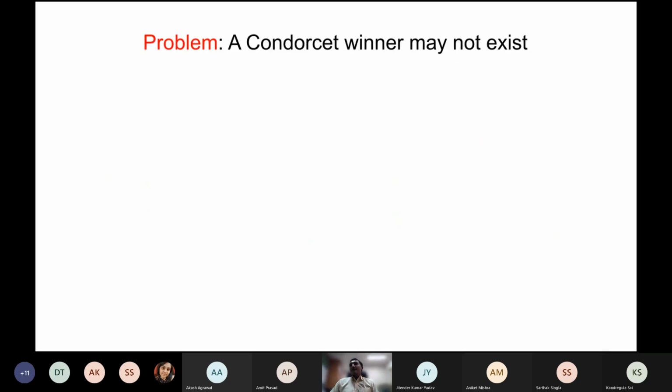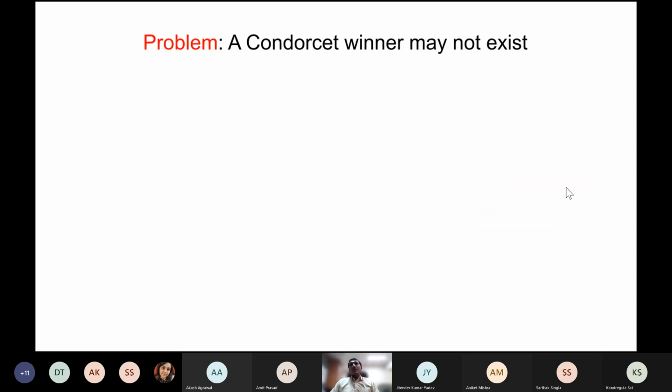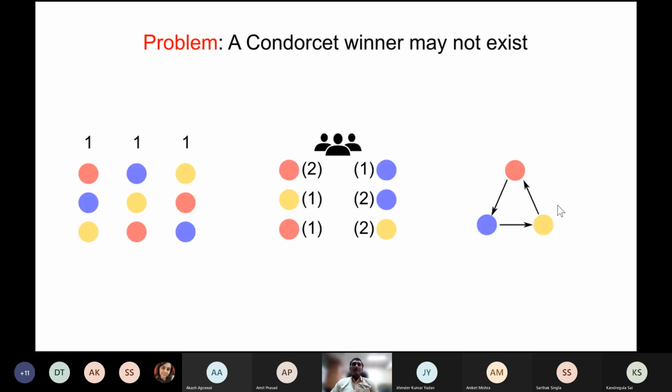And really, the problem is that a Condorcet winner, such a candidate is called a Condorcet winner, the one that wins all of its head-to-head elections, may not always exist. Okay. And here's a very simple election where that happens. Look at these 3 voters. If you look at the pairwise comparisons, this is how they look, and this is how the head-to-head election graph looks. Okay, you notice that there is a cycle. So there is no candidate that wins all of its.